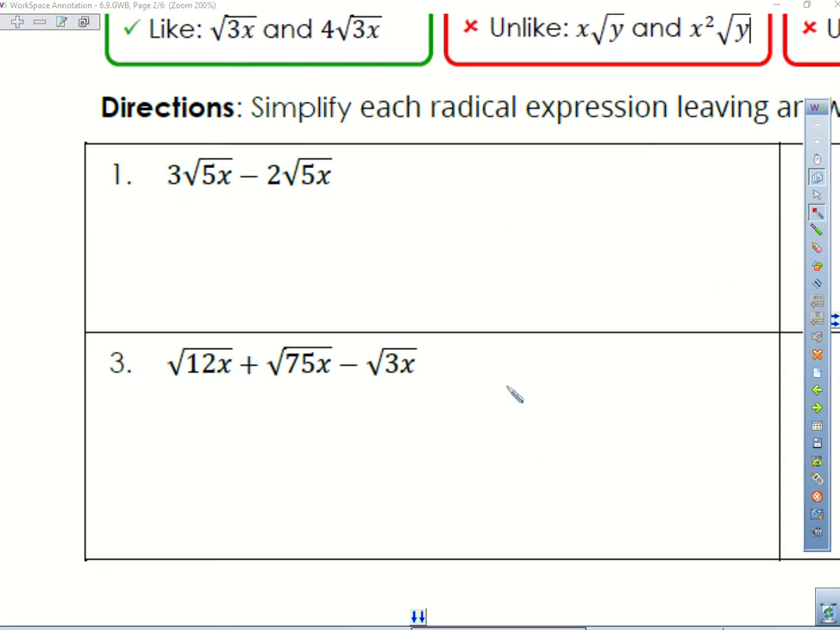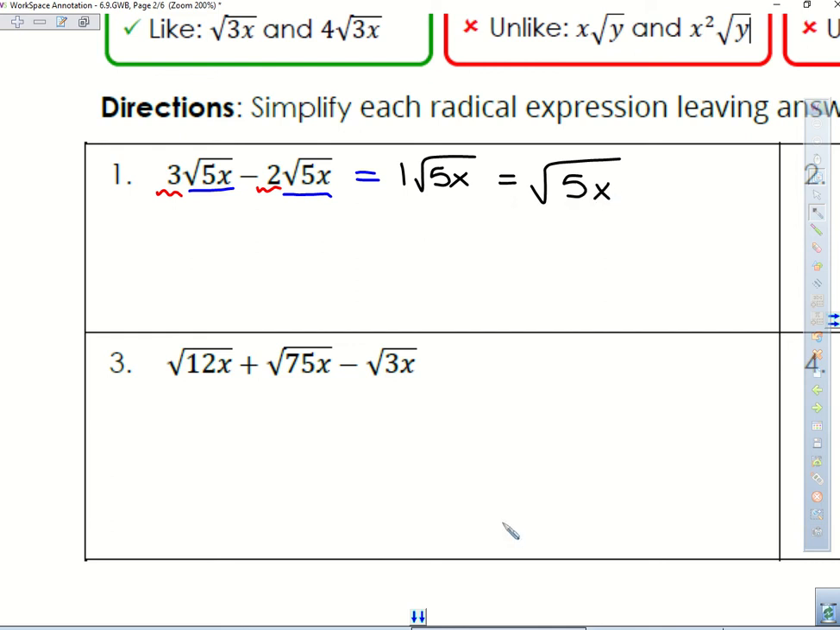I'm just going to do 1 and 3 first because they're on this side, and then we'll do 2 and 4. So we look at number 1, and I see that they have the same radical, same index, same radicand. Now outside of this, are there any variables present here? Any variables outside the radical in this question? No. So now we can just combine like terms on the outside. What is 3 minus 2? 1. So the answer is 1 radical 5x, which is really just radical 5x. And that's your final answer.